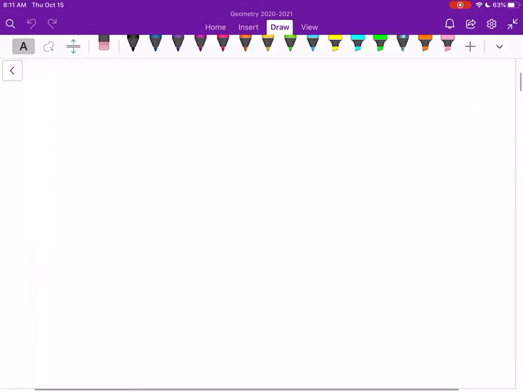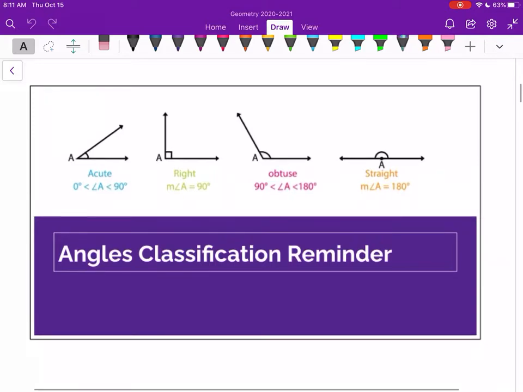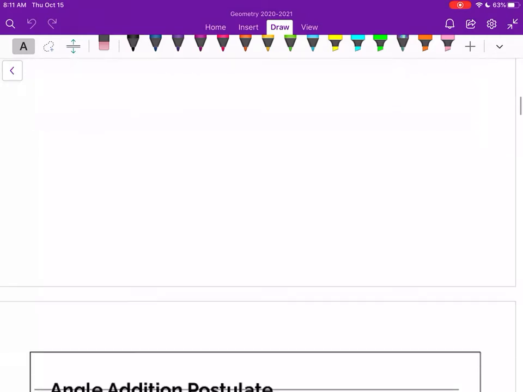All right, so today we're talking about types of angles. So the first thing I wanted to do was remind you of some of the angle classifications we've talked about. An acute angle is an angle between 0 and 90 degrees. A right angle is an angle that measures exactly 90 degrees. An obtuse angle is an angle that measures between 90 and 180 degrees. And a straight angle is an angle that measures exactly 90 degrees.